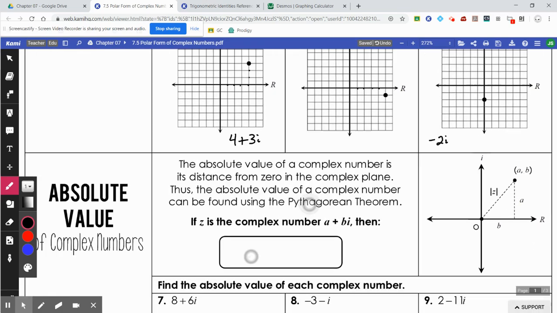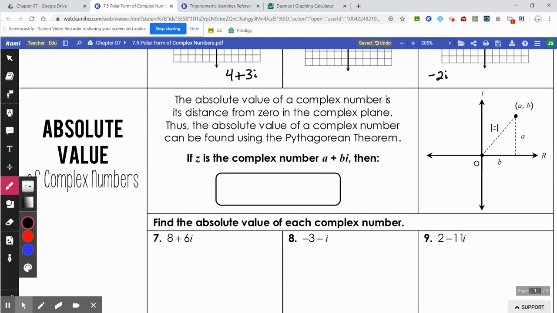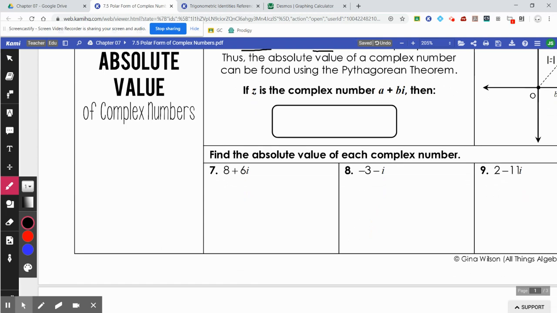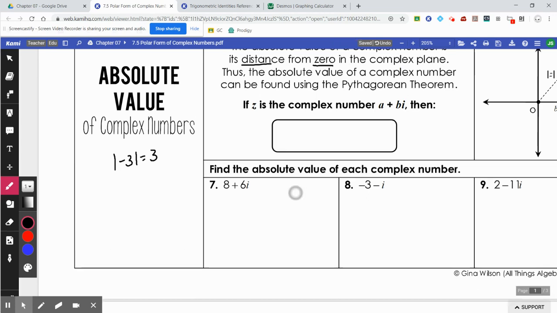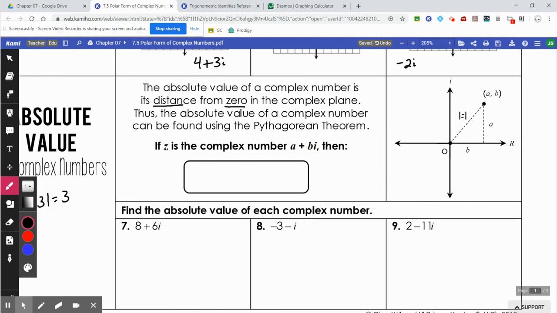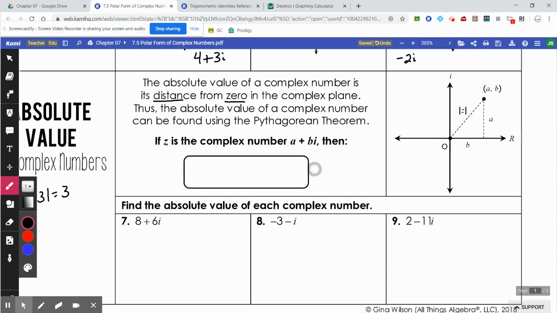Okay, next up, absolute value. Remember that absolute value is the distance from 0. The absolute value of a complex number is its distance from 0 as well. If we're talking about real numbers, the absolute value of -3 is 3 because the distance from 0 to -3 is 3. Thus, the absolute value of a complex number can be found by using the Pythagorean theorem.